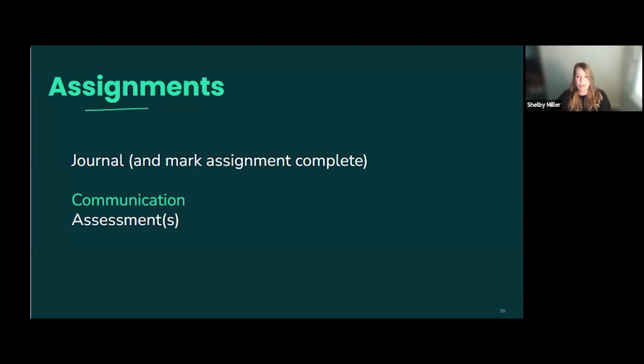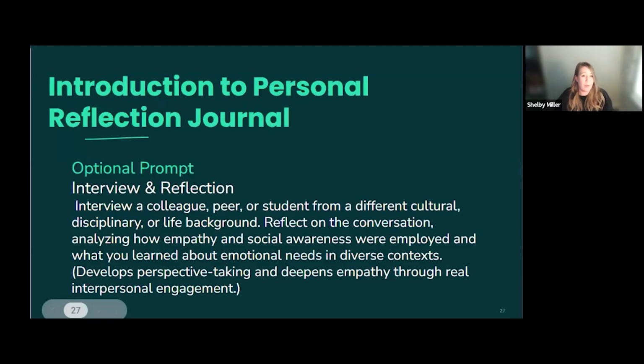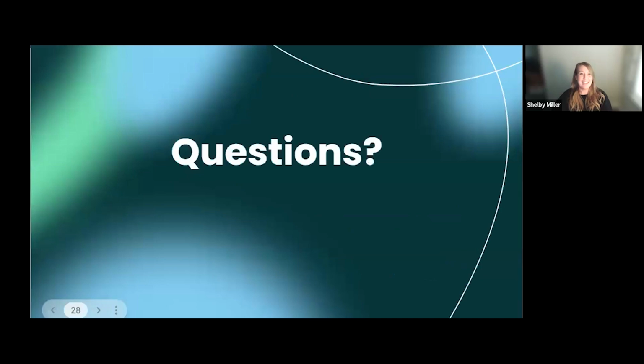And then we also have our journal, and as far as our journal, a prompt idea was maybe to practice perspective taking by interviewing someone from a different background, just to develop practice perspective taking, right? Intentionally listening and asking questions. Remember, part of empathy is basically active interest in someone else and their concerns and their experiences. So you guys can practice that.